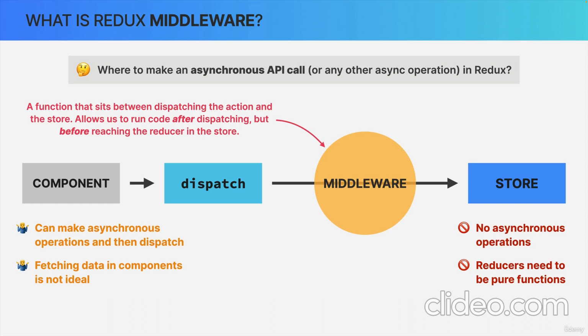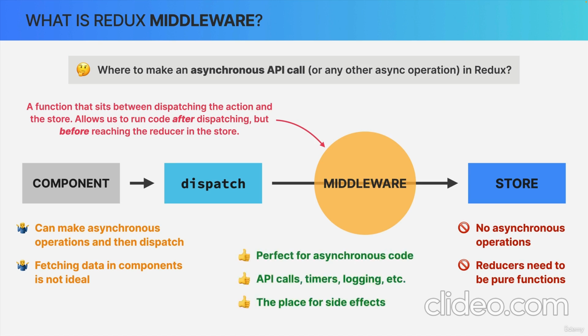And therefore, this is the perfect place for our asynchronous API call, as well as other operations, such as setting timers, logging to the console, or even pausing and canceling the action altogether. So, in essence, middleware is the go-to place for side effects in the Redux cycle. Okay, so now that we know what middleware is, where does middleware actually come from? Well, we can write middleware functions ourselves, but usually we just use some third-party package.